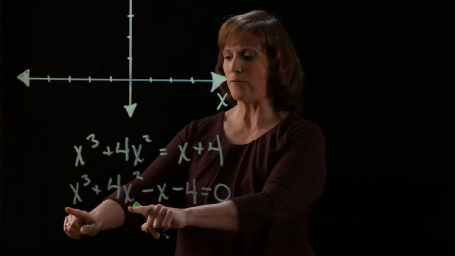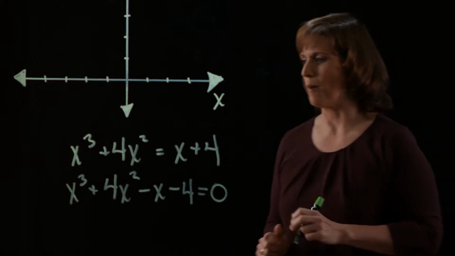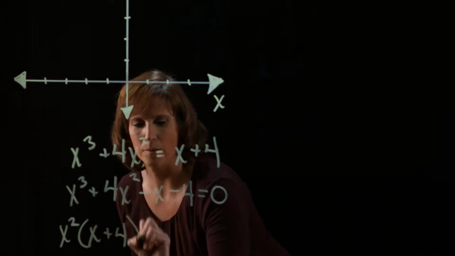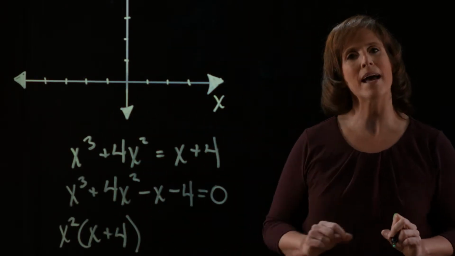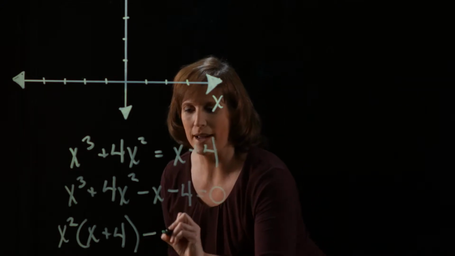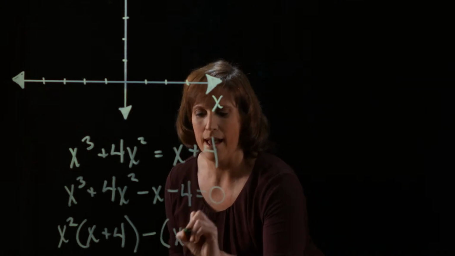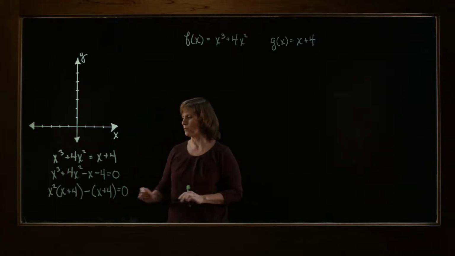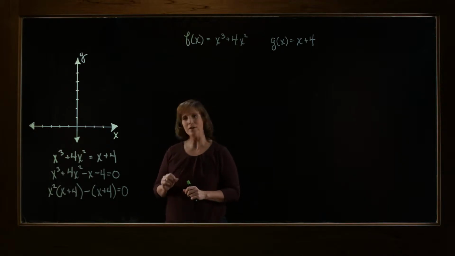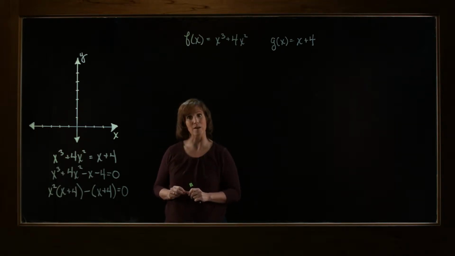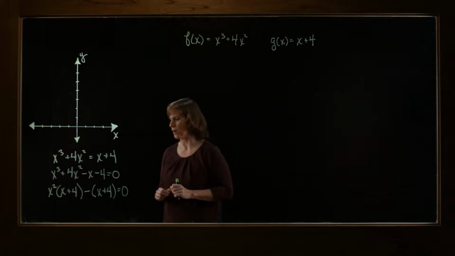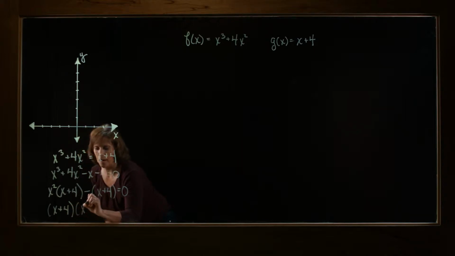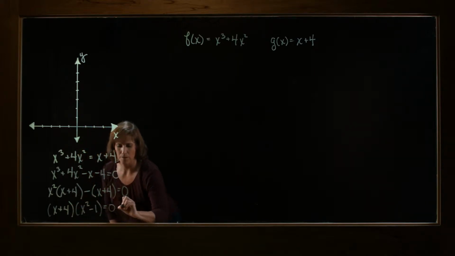I notice that in my first two terms, they have an x squared in common. So I'm going to factor out the x squared, and I'm left with the quantity x plus 4. In the next two terms, I have a minus 1 that's common to both of them. So I'll factor the minus 1 out, and I'm left with minus the quantity x plus 4 equals 0. Now I've gone from 4 simple terms to 2 complicated terms, but I notice that these two terms both have an x plus 4 in them, so I can factor out x plus 4. So I'm going to have x plus 4 times the quantity x squared minus 1 equals 0.